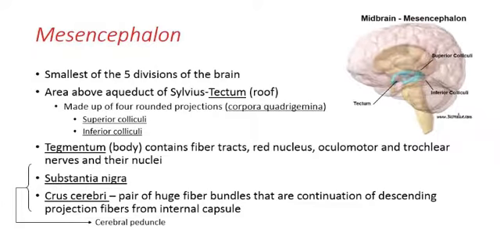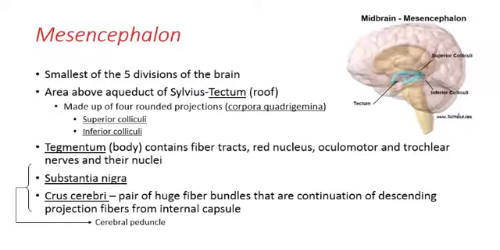The mesencephalon is the smallest of the 5 divisions of the brain, and this is the area above the aqueduct of Sylvius. This is called the tectum or roof. The tectum is made up of what's called the corpora quadrigemina, or the superior and inferior colliculi that I mentioned earlier. You have one on either side, and corpora quadrigemina means 4 bodies. So you have 2 superior colliculi, 2 inferior colliculi, which make up the corpora quadrigemina.